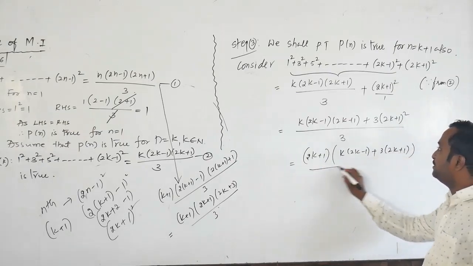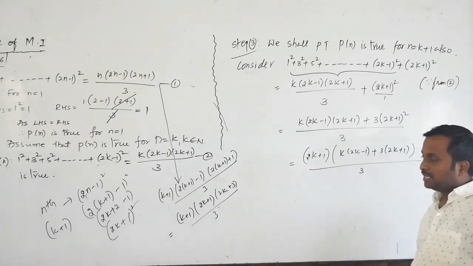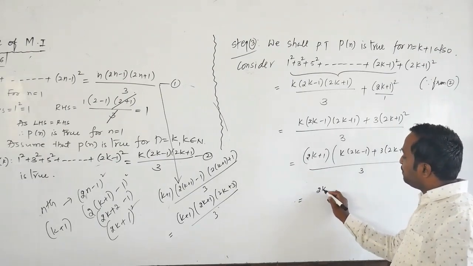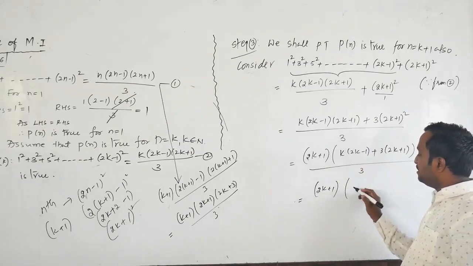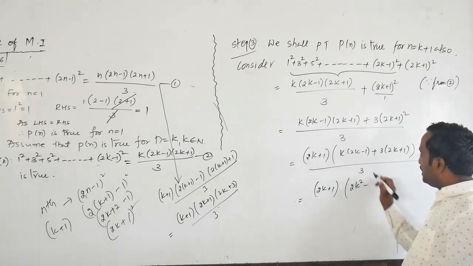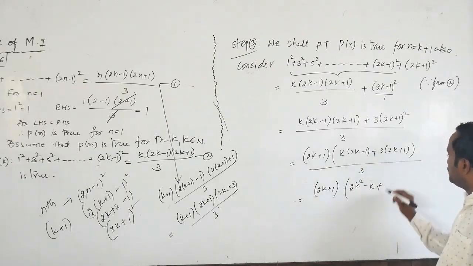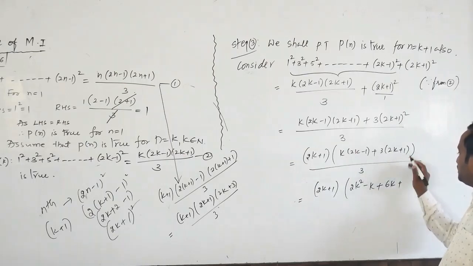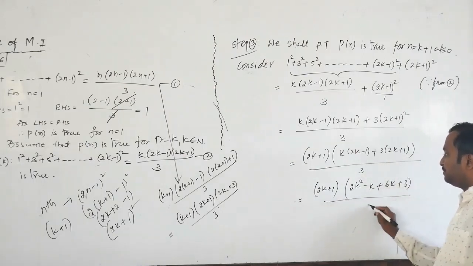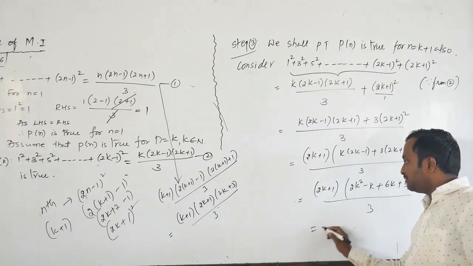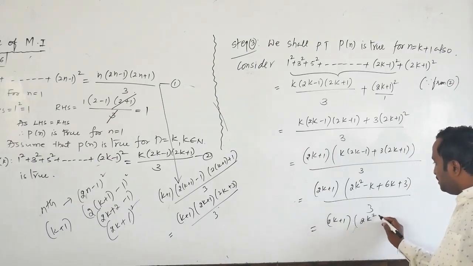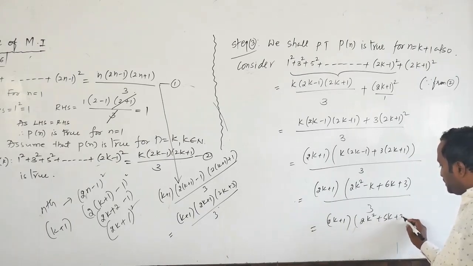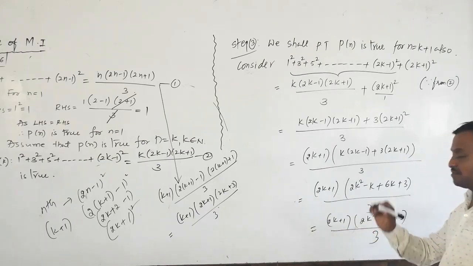I hope you will get it. By 3, next is (2k plus 1) into, multiplying, 2k square minus k plus 3 into 2k, which is 6k, plus 3 into 1, 3, by 3. So next, (2k plus 1) into (2k square plus 5k plus 3) by 3.